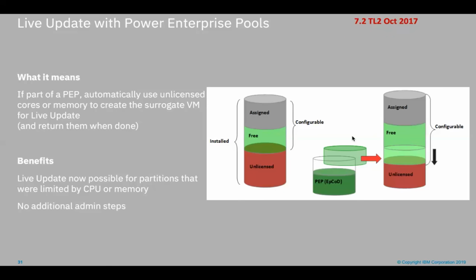It will simply detect that you have a Power Enterprise Pool and will use those on a temporary basis simply to do the live update and move you back. That was actually introduced in 2017, so that's been out for a little while now.